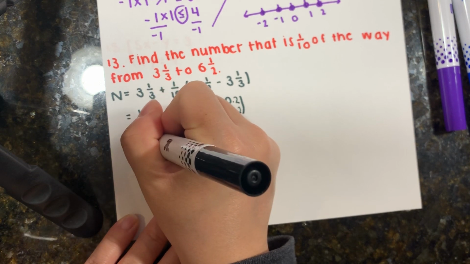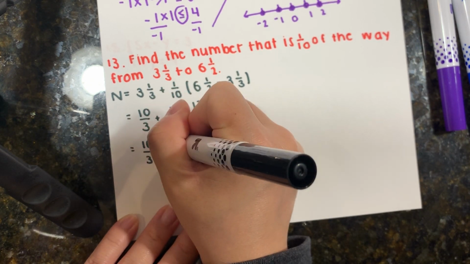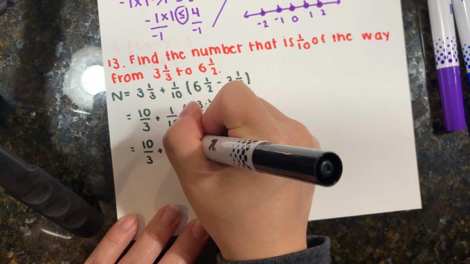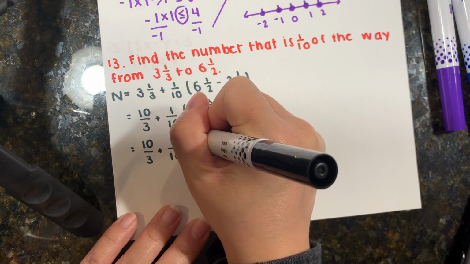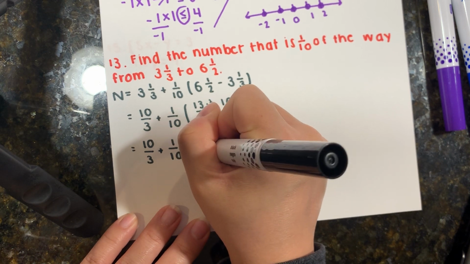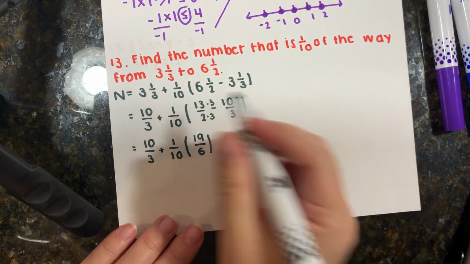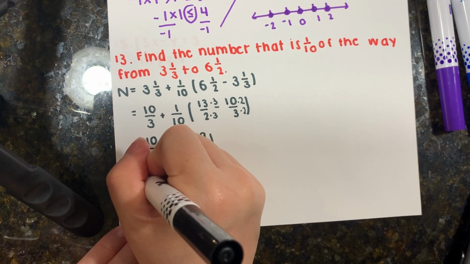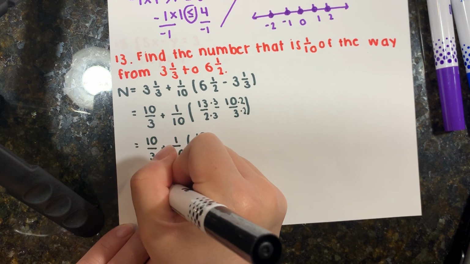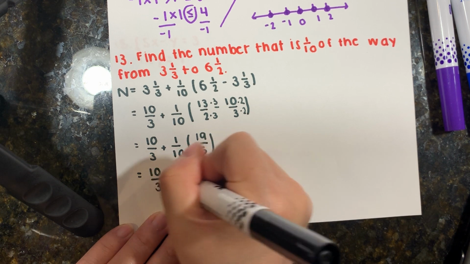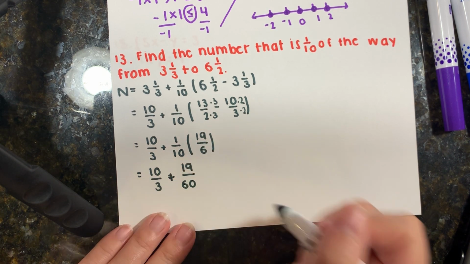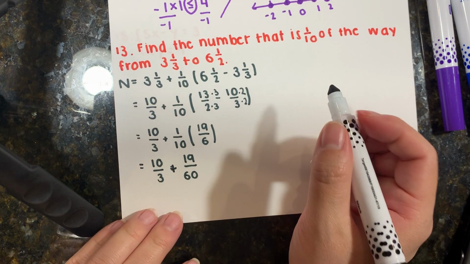Everything else I want to leave the same. So 10/3 plus 1/10. That would turn into 13 times 3, and then minus 20, which would give us 19. So 19/6. Now I'm going to multiply this. I'm going to leave the 10/3. So 10/3 equals plus 19/60. So the common denominator is obviously going to be 60.